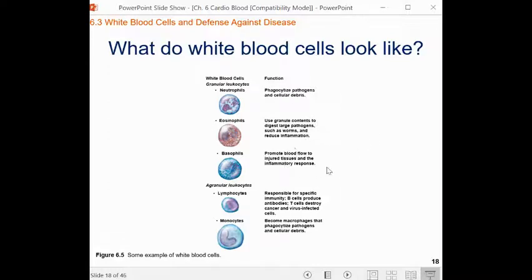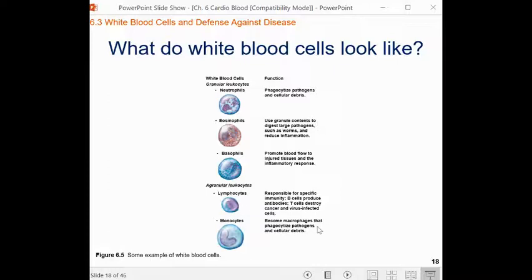If you look at the agranular leukocytes, we have the lymphocytes. These are responsible for specific immunity. These are your B cells and your T cells. These are what make your antibodies to fight specific diseases. So when we talk about getting a vaccine that produces antibodies to fight disease, that's what we're talking about. This is what gives you your immunity.